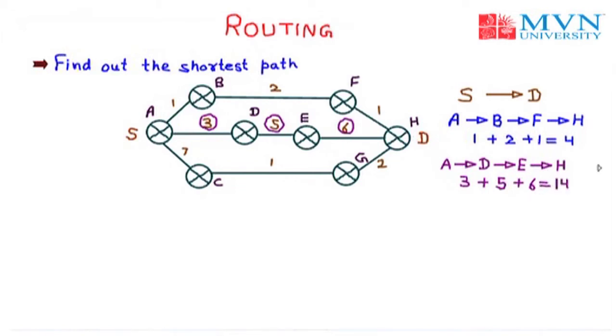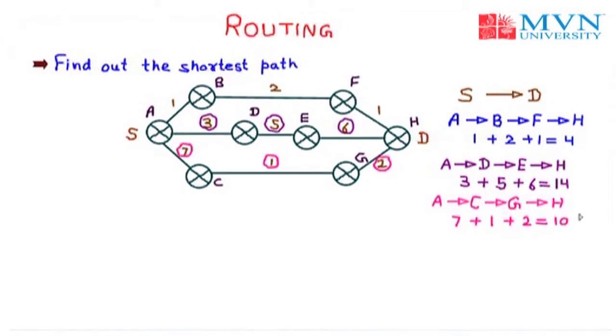Now there is one more possibility from source to destination, that is from A to C, from C to G and from G to H, because we consider H as the destination. The distance from A to C is 7, plus C to G is 1, plus G to H is 2. Total is equal to 10.